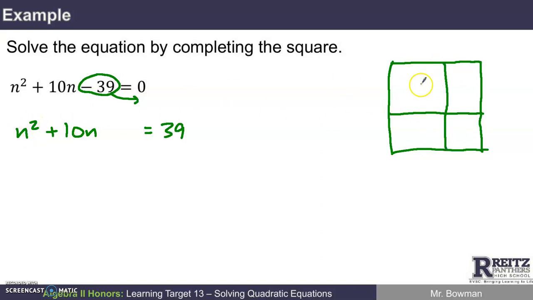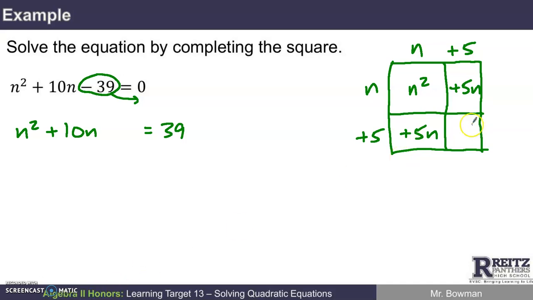So I've got n squared, which I know will become n times n. My 10n, if I'm making a square, I need to split the 10n equally here and here. So how about a positive 5n both places, which would make these plus 5s.